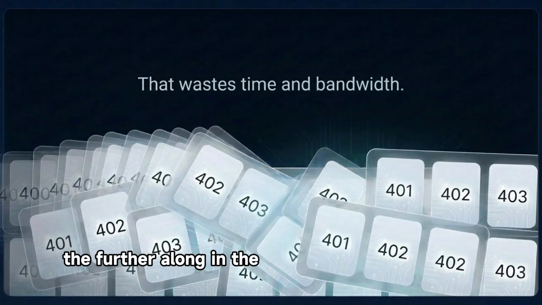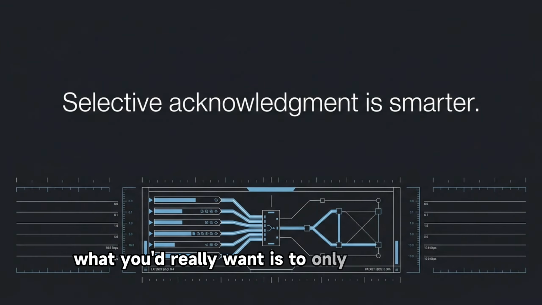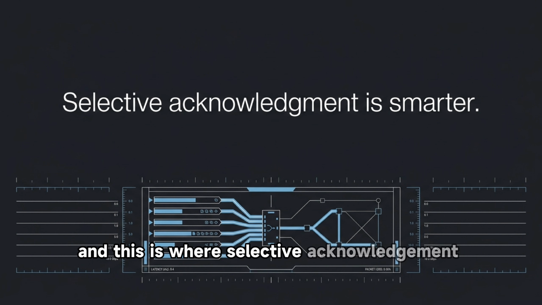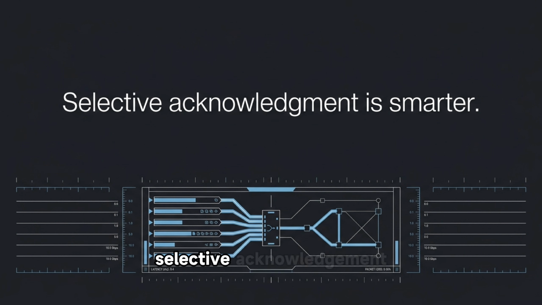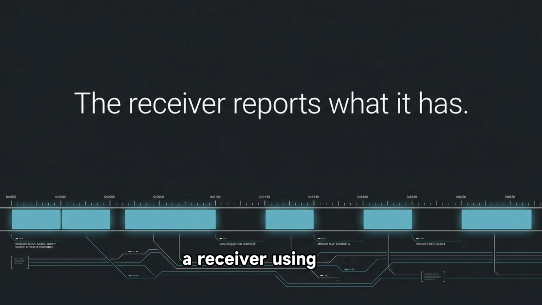The further along in the stream the loss happened, the more wasted retransmission this produces. What you'd really want is to only resend what's actually missing. And this is where selective acknowledgment enters. Selective acknowledgment, SACK, is an extension to TCP that gives the receiver a richer vocabulary for describing its state. Instead of only reporting the next expected byte position, a receiver using SACK can also report ranges of data it has received that sit beyond the gap.